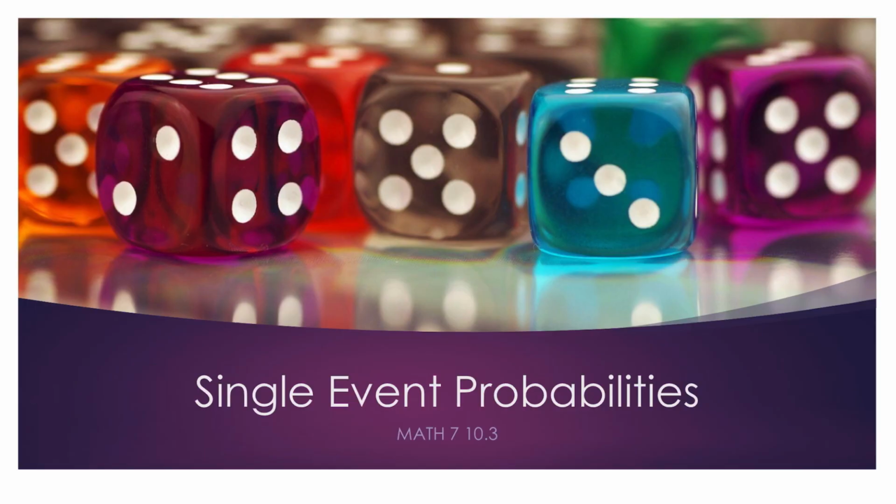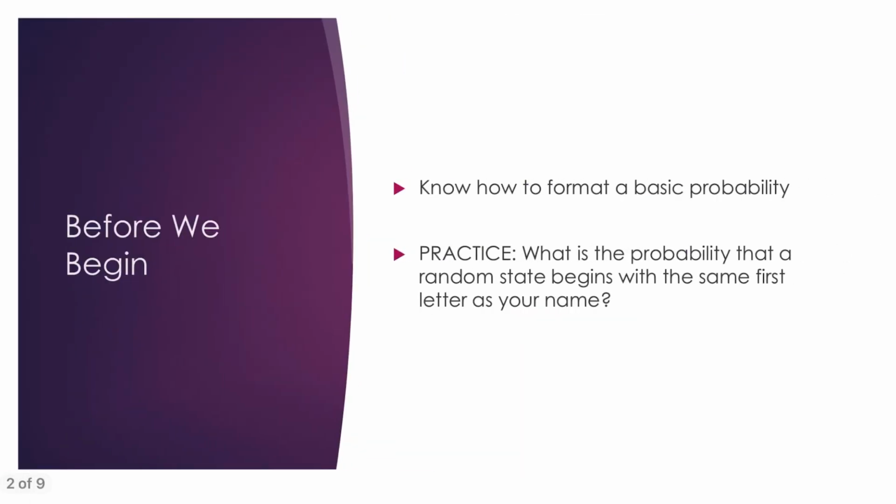This video is going to go over single event probabilities. Before we get started, you should know how to format a basic probability. I'll do an example here. What's the probability a random state begins with the first letter as your name? I'm just going to use Cherry.